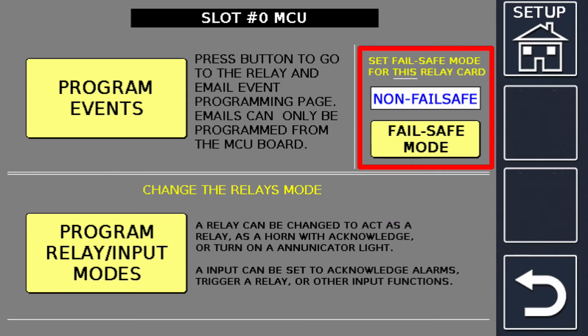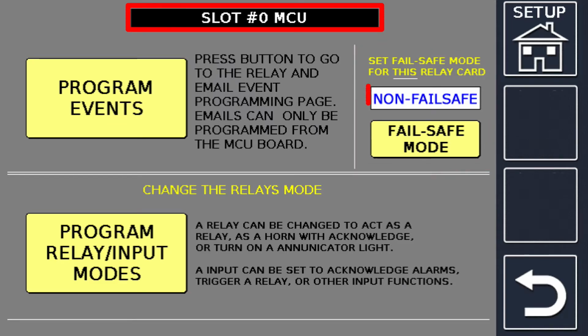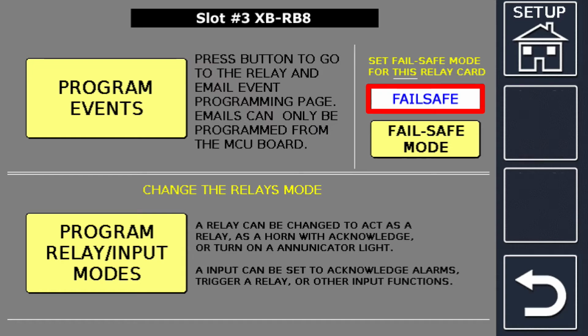Fail-safe mode controls the state of the relays and how they will function upon a power loss. The MCU relays are normally open and factory defaulted to non-failsafe, which means the relay coils are de-energized when the system is powered up. Alarm conditions switch the state of the relay coil. The XBRB8 and XB4IO relays must be energized to achieve the normally open, normally closed relay contacts. These are factory defaulted to failsafe mode, which means the relays are energized on power up and will de-energize when power is lost. Again, alarm conditions switch the state of the relay coil.